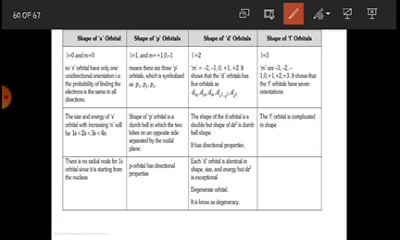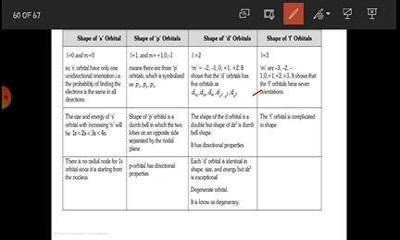Now, last point is what? Each d orbital is identical in size, shape, and energy, but the dz square orbital is exceptional. Degenerate orbital. It is known as degeneracy. So all the d orbitals have the same size, shape, and energy except the dz square. It is an exception.